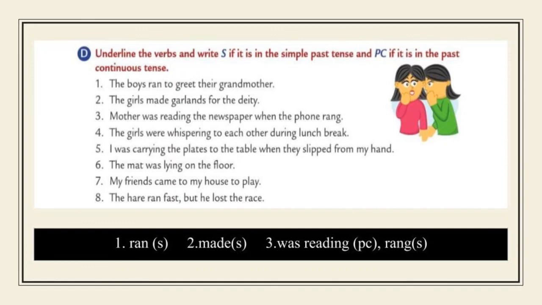Let's move to the third one. Mother was reading the newspaper when the phone rang. What are the answers for the third one? Yes, two answers are there. One is was reading, because it is verb with ing, so this is past continuous. So underline the verb was reading and write the letters PC. In the same third one, simple past tense is also there. That is rang. Rang is a simple past tense. So underline the verb rang and write the letter S. Students, remaining you should try in your book.